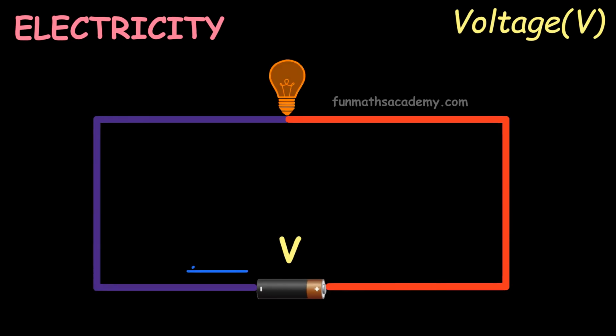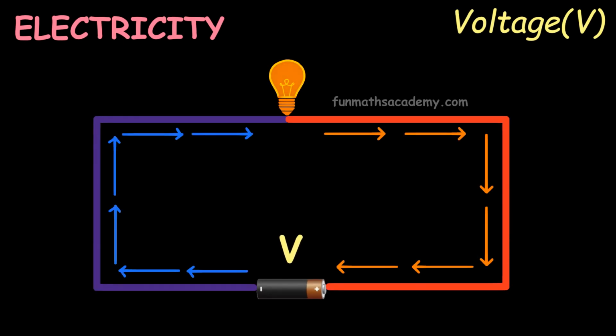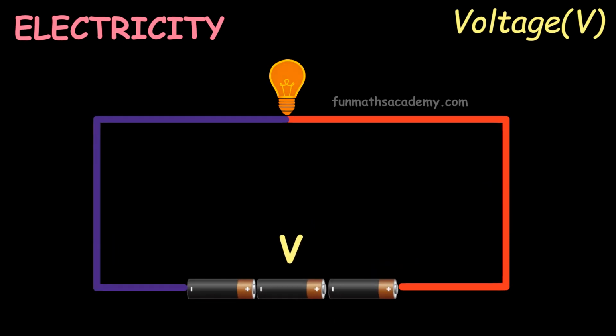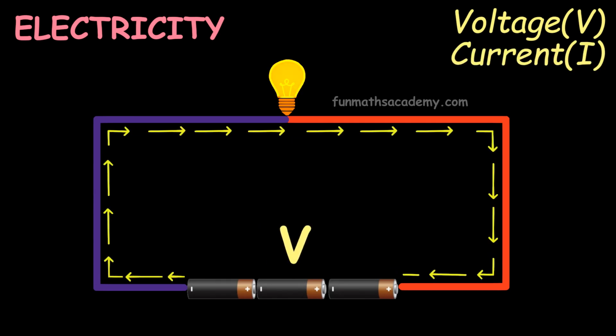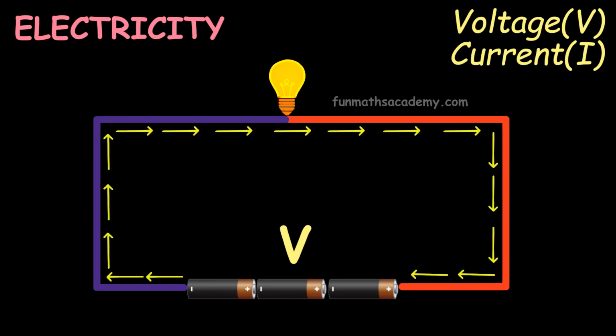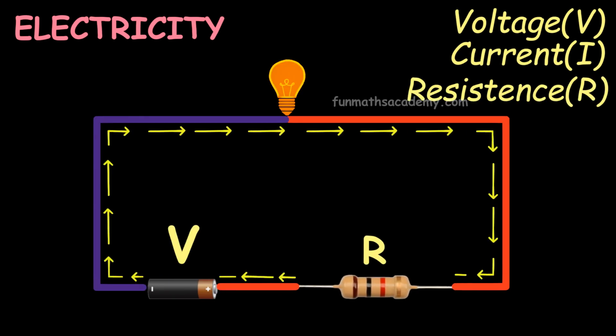Voltage is like the pressure that pushes electricity through a circuit. Higher voltage means more electricity flows. Current is the flow of electricity, like water flowing through a pipe. And a resistor is part of the circuit that slows down the flow.